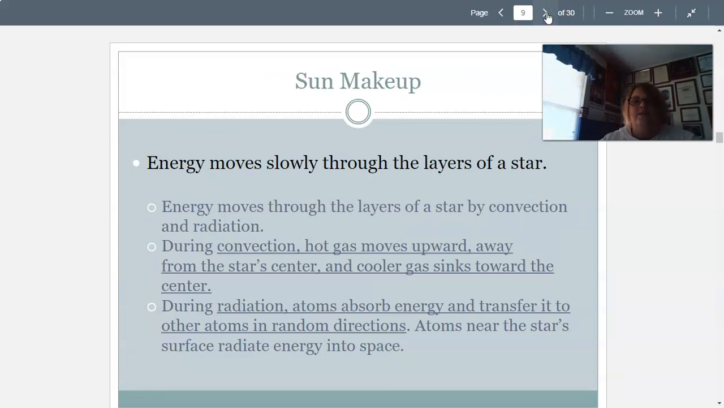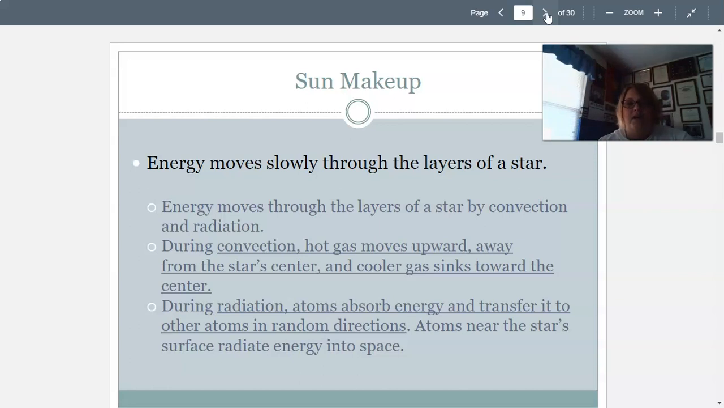Okay, so energy slowly moves through the layers of the sun. Energy moves through the layers of the star by convection and radiation. Core, and then it radiates out of the radiation layer to the convection layer, okay? During convection, hot gases move up. Remember the convection cycle. We talked about it, how you can bake in a convection oven because that air heats up and rises, and then when it hits the top, it cools and comes back down.